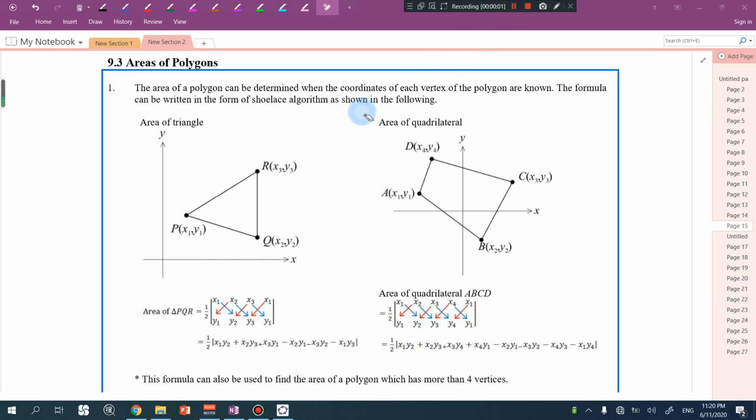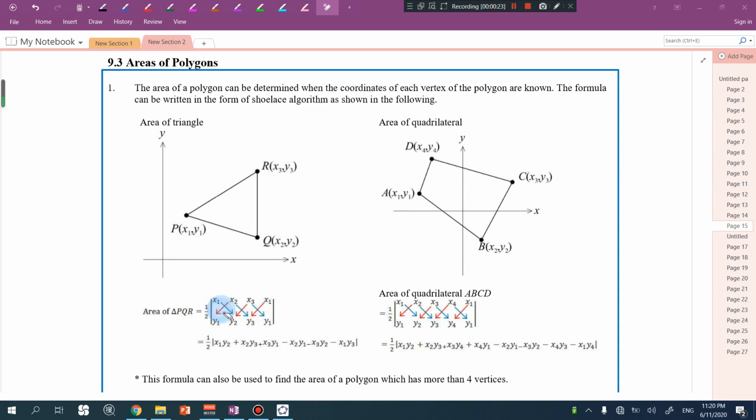Hi everybody, today let's learn about how to find the area of a polygon. If we are given a polygon and we have the coordinates for every single vertex of that polygon, we can use this formula to help us get the area easily. This one we call the shoelace formula. It's actually very useful.